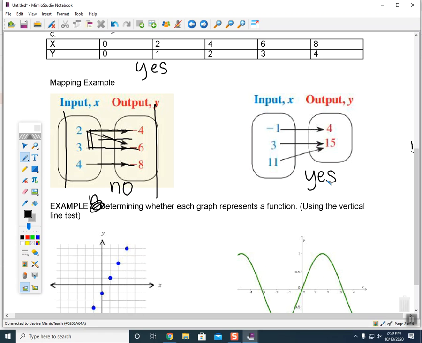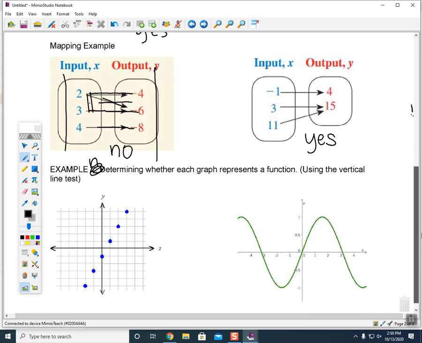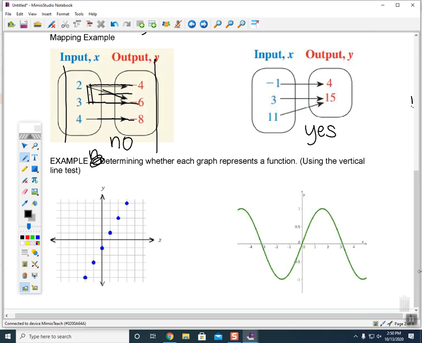Okay, so we have input-output tables, we have mapping, and now we have the vertical line test. So the vertical line test, in essence, tells us I'm going to draw vertical lines through my graph, and when I draw my vertical lines only touch one point on my graph at a time, then it is a function. If it touches more than one point on my graph at a time, then it is not a function.